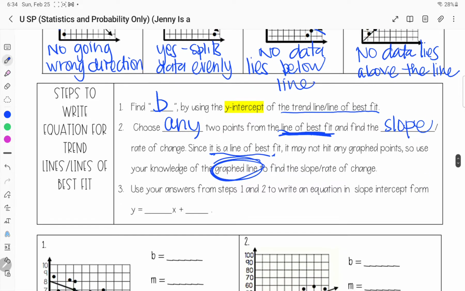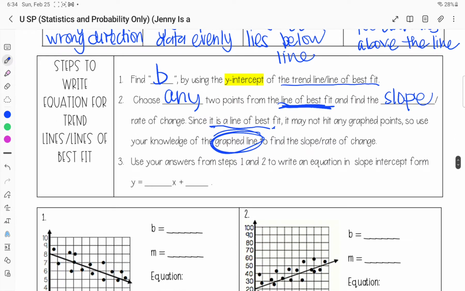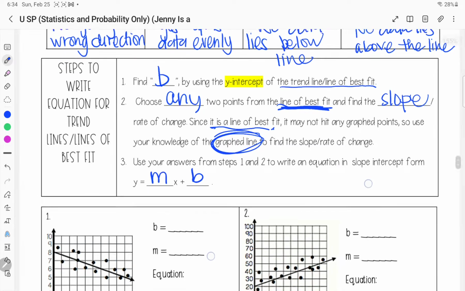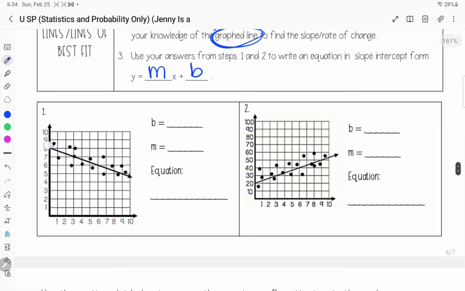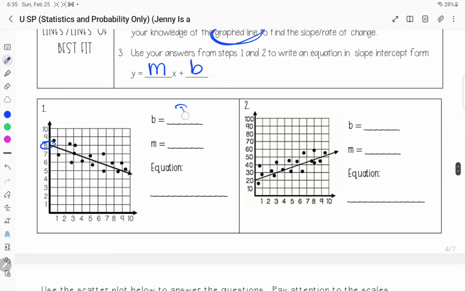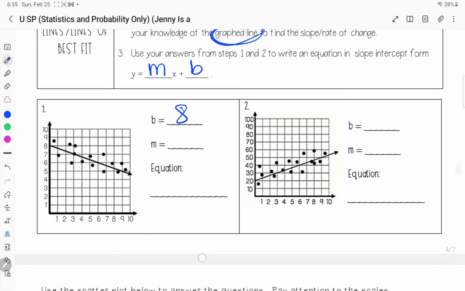And then we're going to use our answers from steps 1 and 2 to write an equation in slope-intercept form after we found our M and our B. So here's our first thing we're going to do. First step, find B. Well, my line is right here. That's where it starts, is at 8. My slope, again, I do not care about any of the points graphed. I'm only going to look at these specific ones.